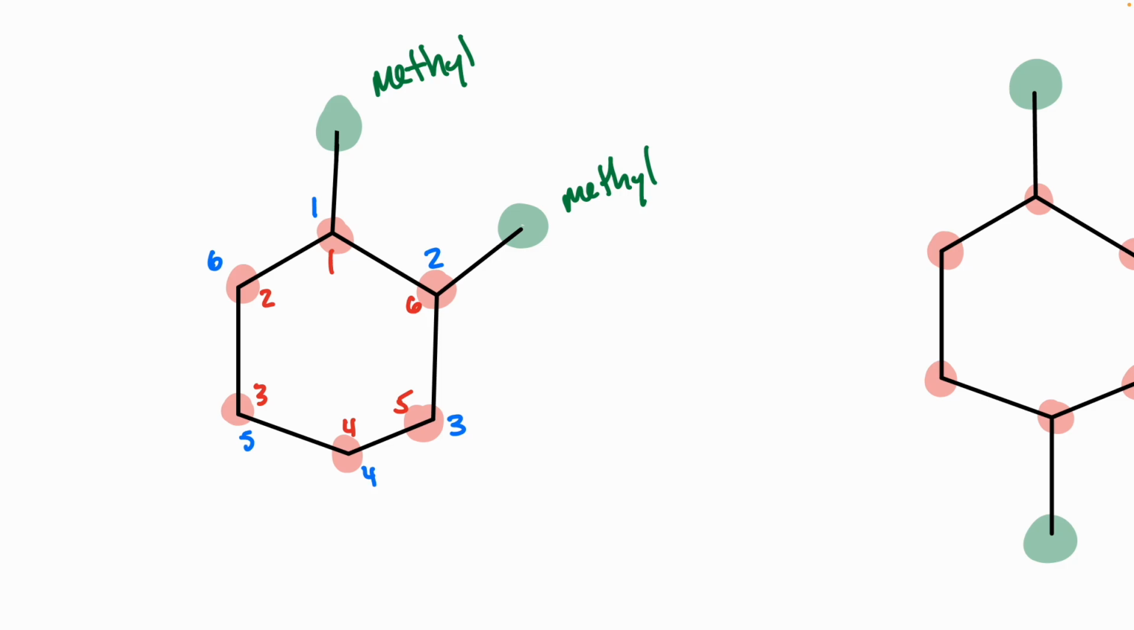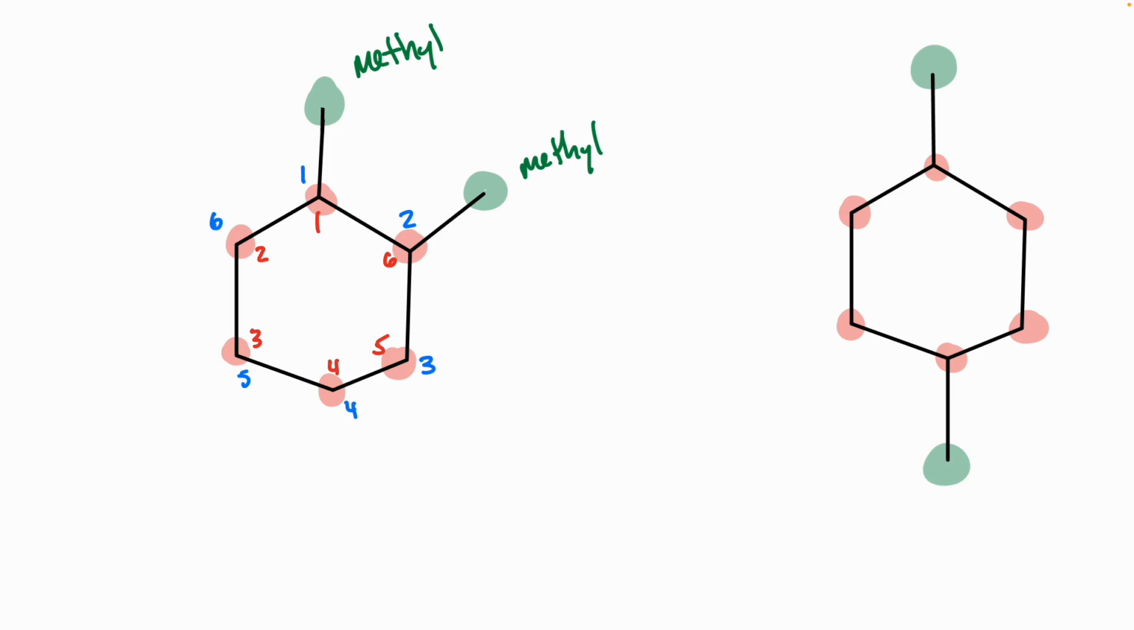Okay, so which one of these numbering schemes do I want to pick, red or blue? Blue. Blue, and why blue? The lowest number in the name, right? Same name of the game we were doing before. We just want the lowest possible numbers in our name. So here I have methyl groups on carbon one and two, and then what do I have to include because it's two methyl groups? Dimethyl. So 1,2-dimethylcyclohexane.